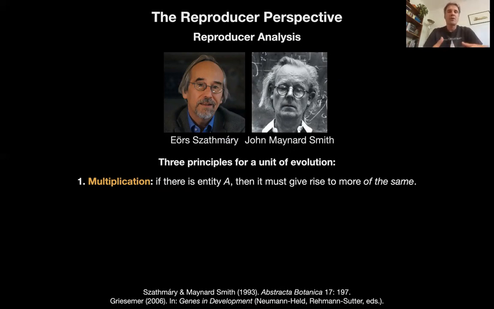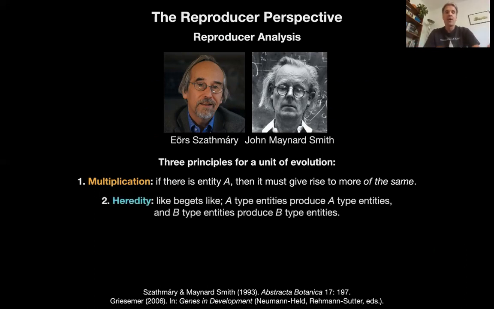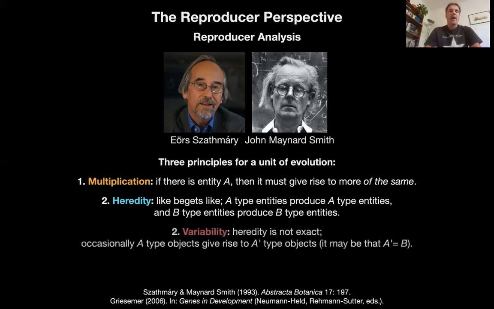So the first principle is, and this is a little bit different than before, notice that, there has to be a process of multiplication. If there is entity A, then it must give rise to more of the same type of entity. There must be heredity. Like begets like. A-type entities must produce A-type entities, and B-type entities produce B-type entities. Crocodiles don't give rise to lions.